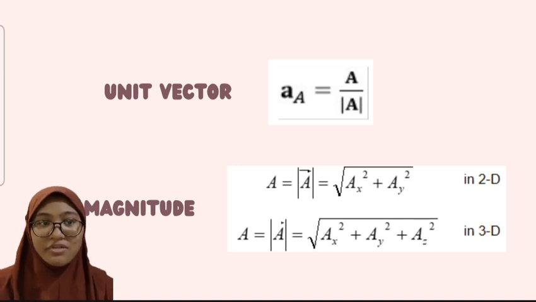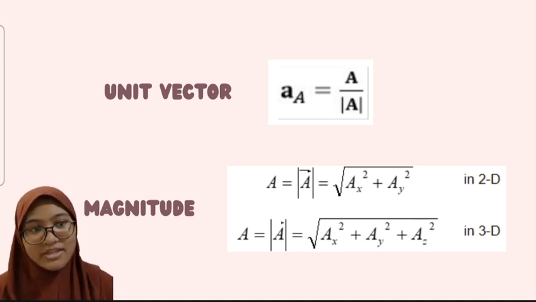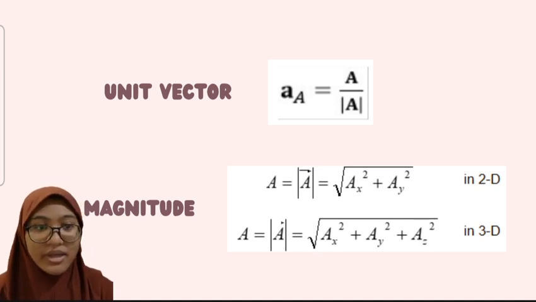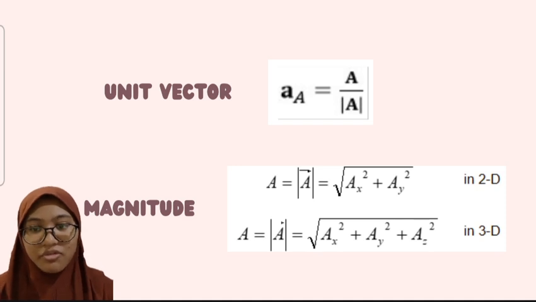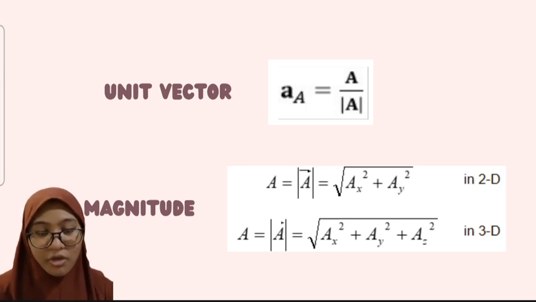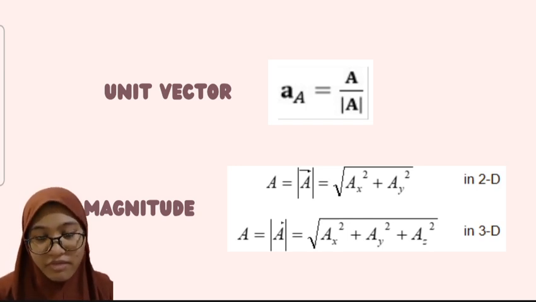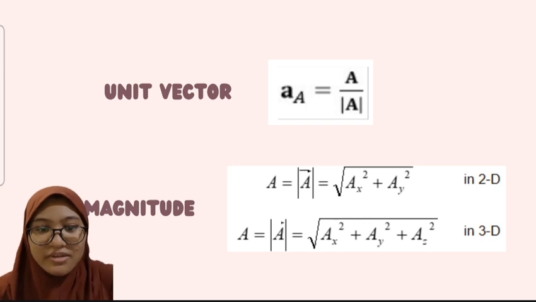In vector, we have unit vector, which is a vector that has a magnitude of 1. So this is the formula for unit vector, and if you see, to find unit vector, we also need magnitude. So to find magnitude of a vector, we just have to use the x and y component of the vector and put it into the formula.